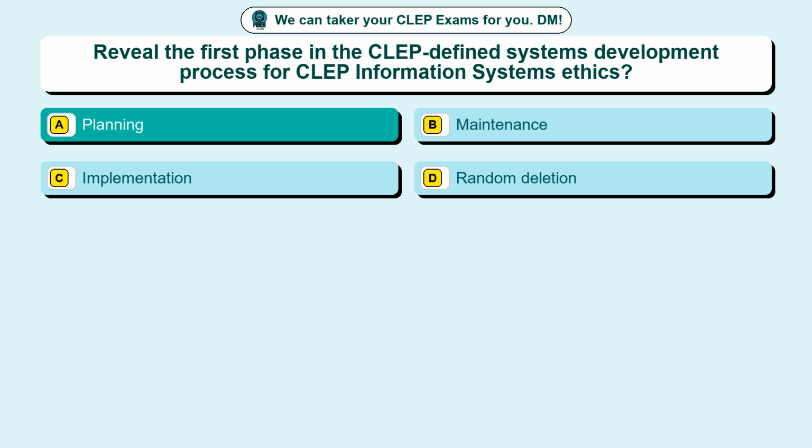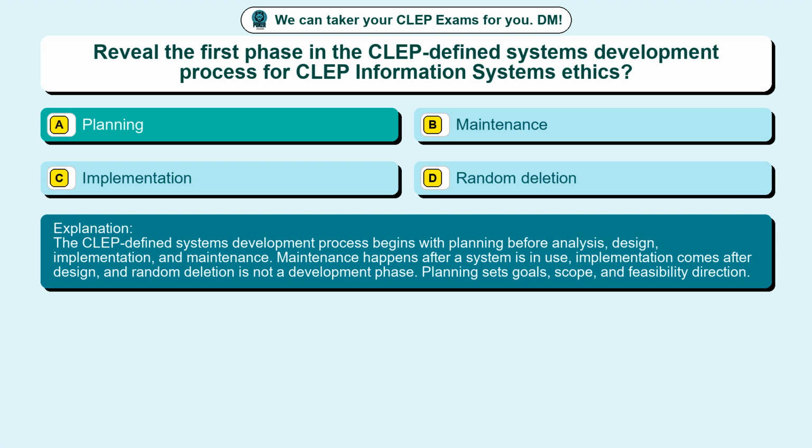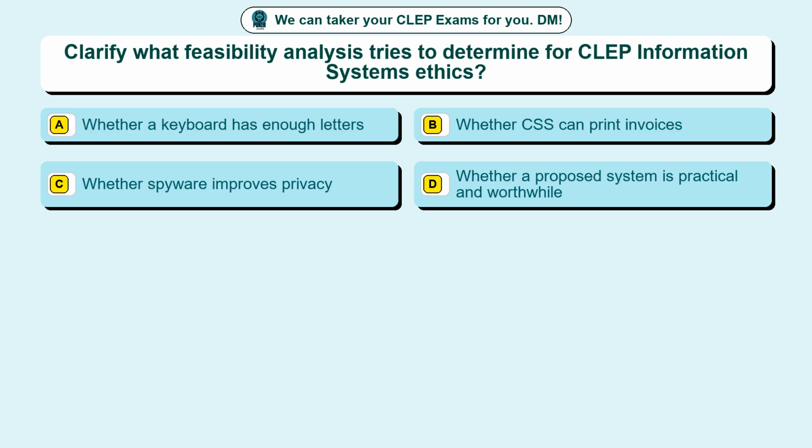Planning. The CLEP-defined systems development process begins with planning before analysis, design, implementation, and maintenance. Maintenance happens after a system is in use, implementation comes after design, and random deletion is not a development phase. Planning sets goals, scope, and feasibility direction. Question 65.